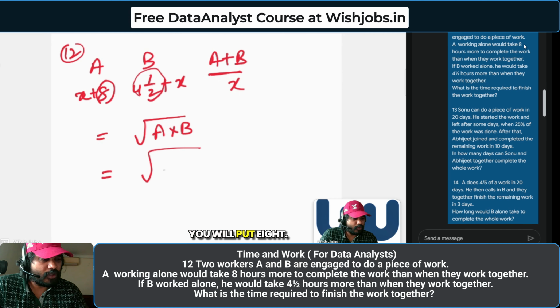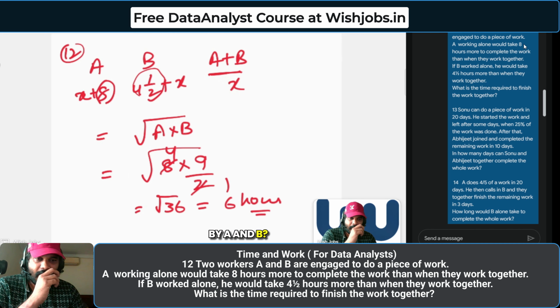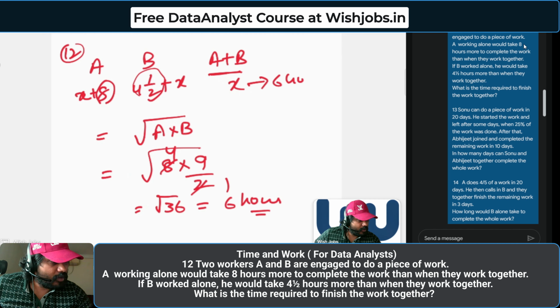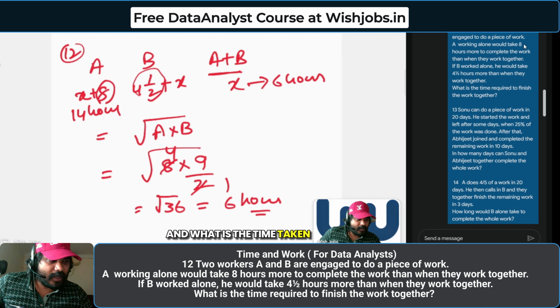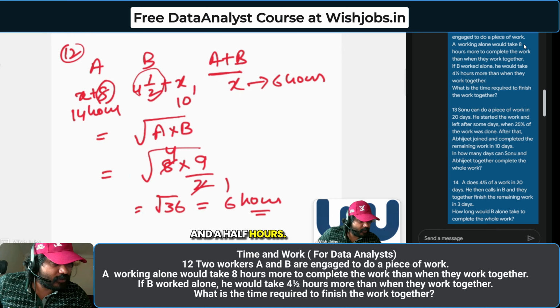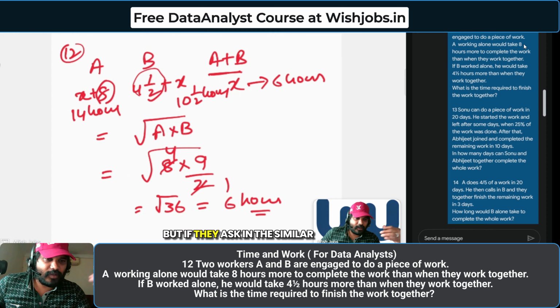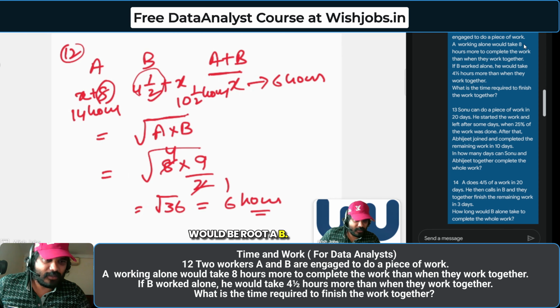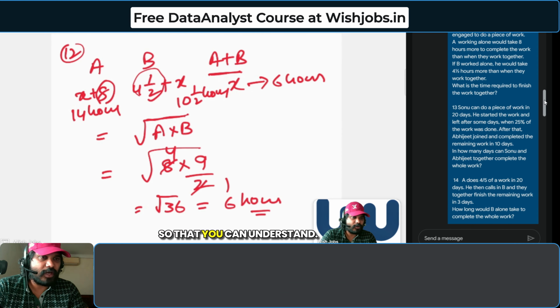So in place of A, you will put 8. In place of B, you will just put 4 1 by 2, which is 9 by 2. 8 times 9 by 2 is 36. So root 36, it will take 6 hours. So if they ask the time taken by A and B together, it will be 6 hours. If they ask the time taken by A, it is 14 hours. And the time taken by B would be 10.5 hours. From here if they ask for efficiencies, anything, you can do it. But if they ask a similar question, the formula would be root of A times B. You can try the other practice problems which I gave so that you can understand.